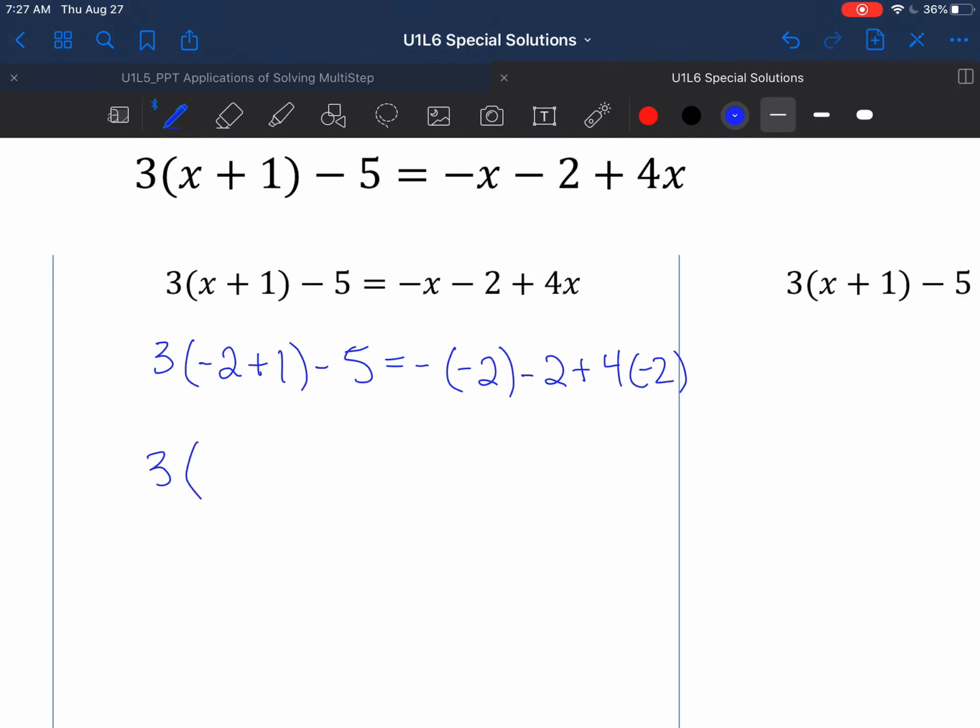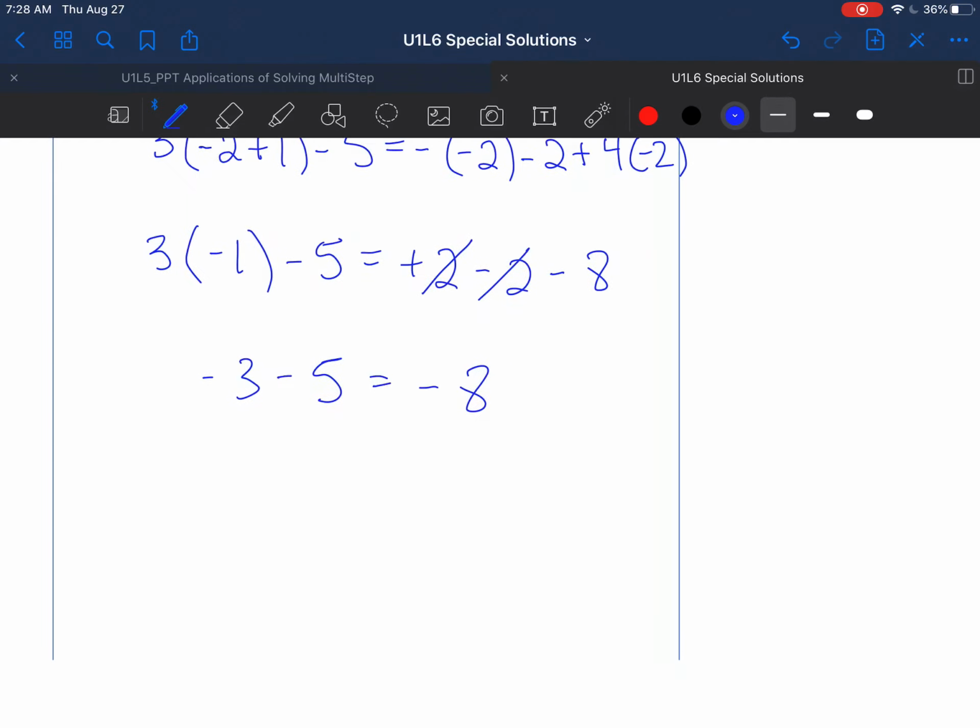So we're left with negative 2 plus 1 is negative 1. Negative 2, remember, makes this a positive 2, minus 2. 4 times negative 2 gives us negative 8. 3 times negative 1, back on the other side, gives us negative 3. 2 and negative 2 make 0, and so we're left with negative 8. And negative 3 minus 5 is negative 8.